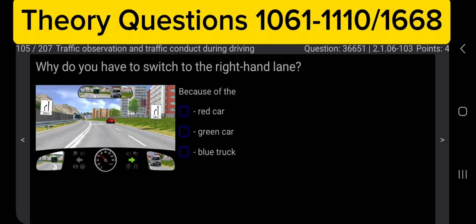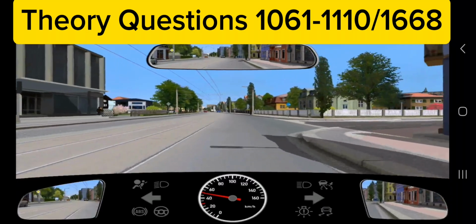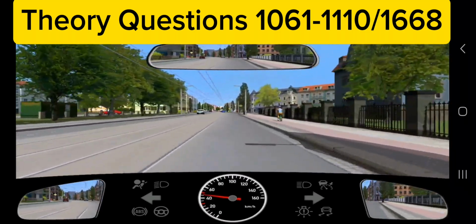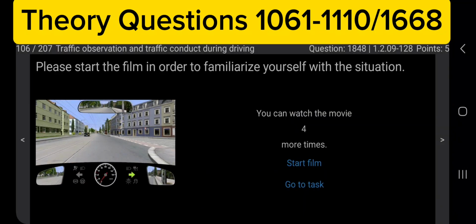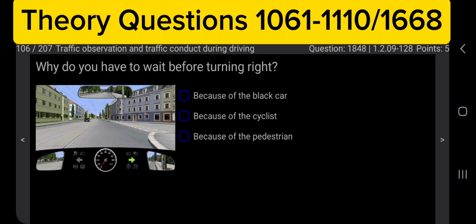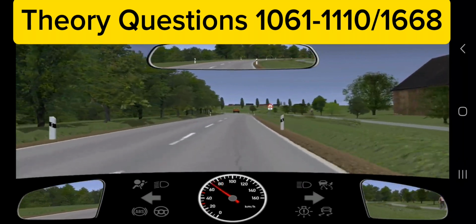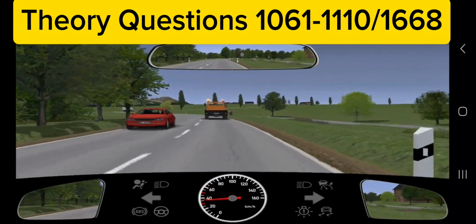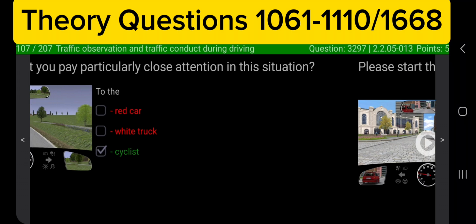Because of the red car, green car. Because of the cyclist. Because of the pedestrian. Red car. White truck. Cyclist.